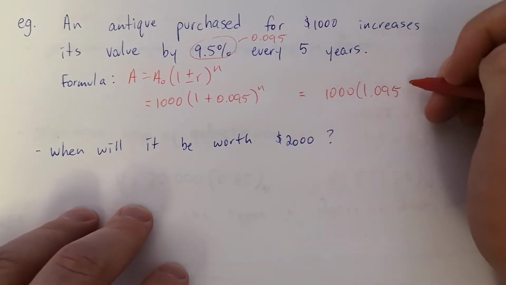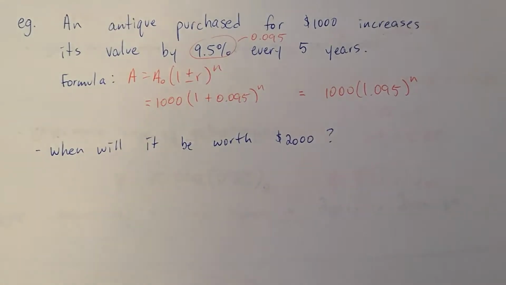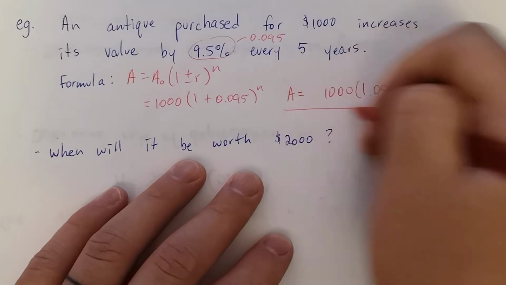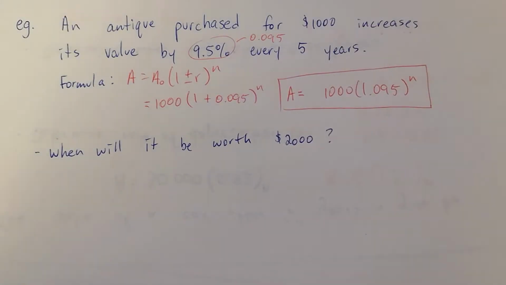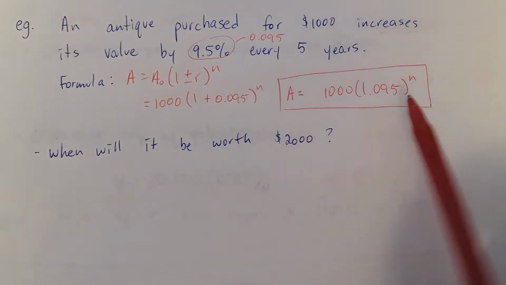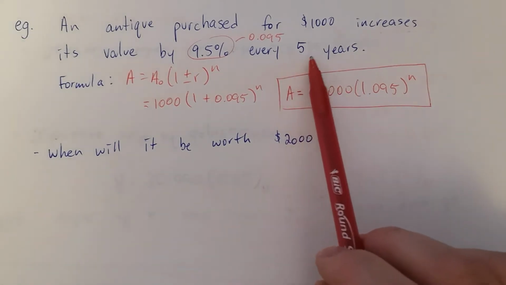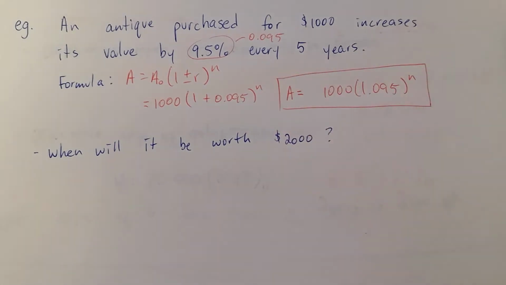So here's my equation. I should say A equals that. Okay, so that's going to be how much the antique is worth after n times the rate is applied. The rate's applied every 5 years. So n is like the number of times 5 years goes by. Okay. I'll show you how to deal with that in our example here.